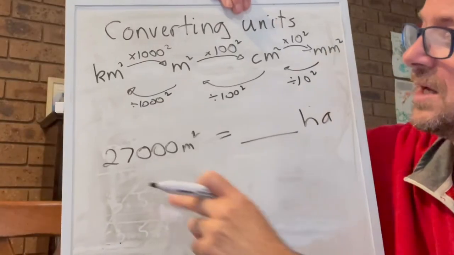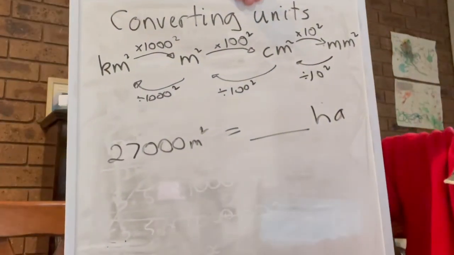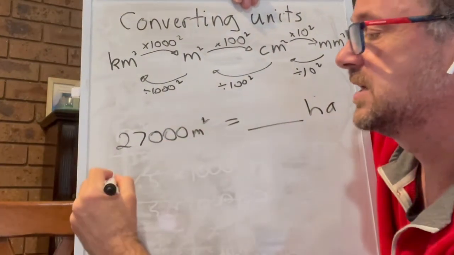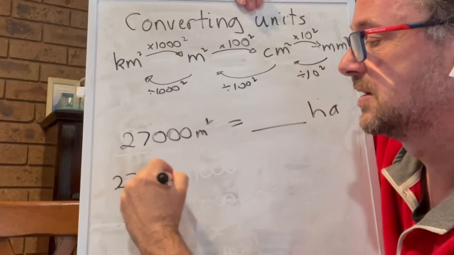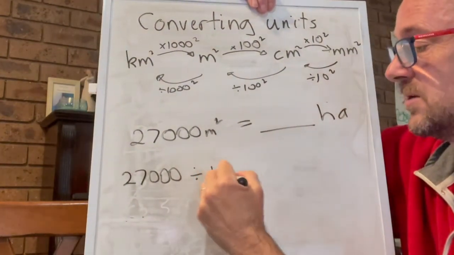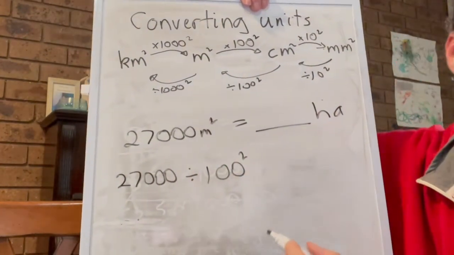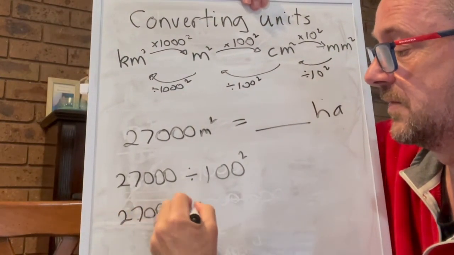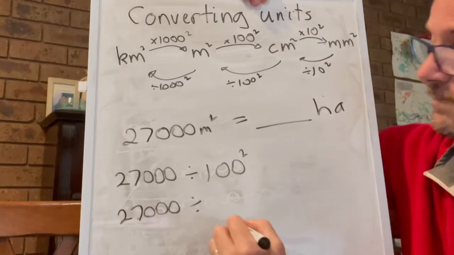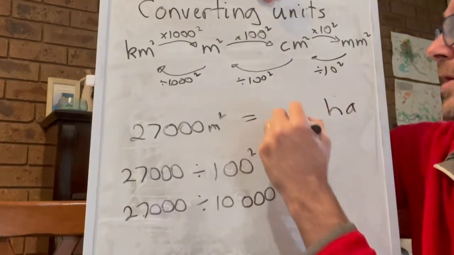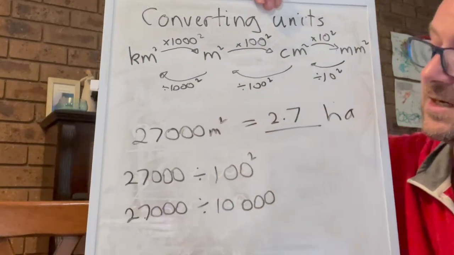Okay, let's have a look at another one. Here we're given 27,000 metres squared, and we want to convert it to hectares. So we're going to go 27,000 divided by 100 squared. So it's 27,000 divided by 10,000. And that's going to give us 2.7 hectares.